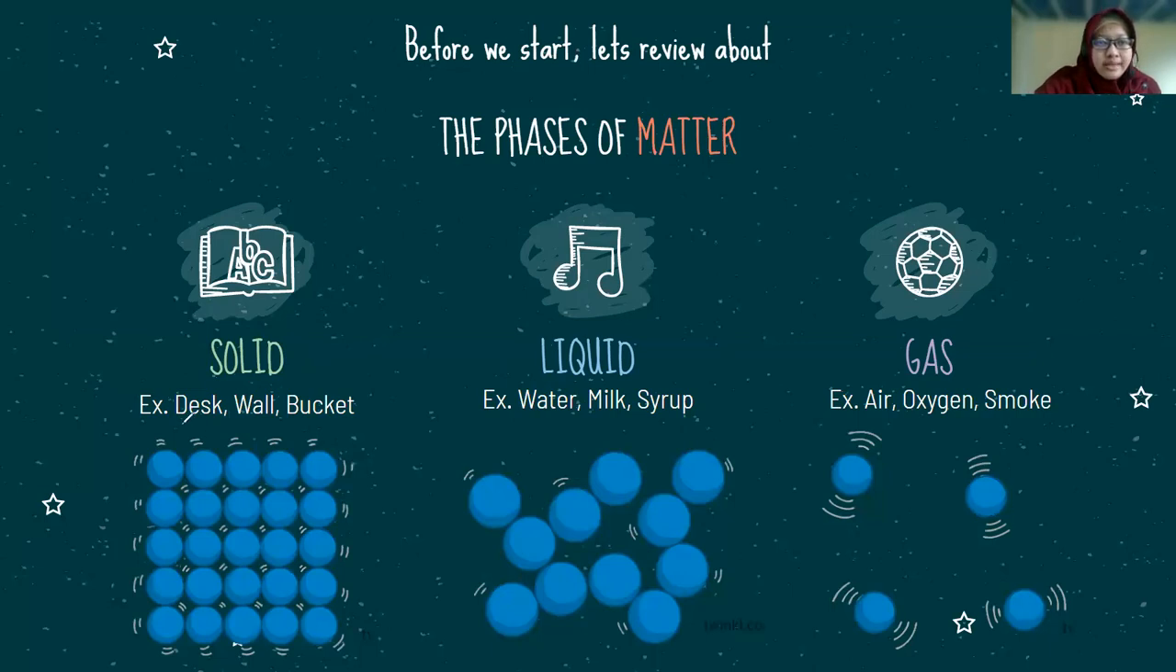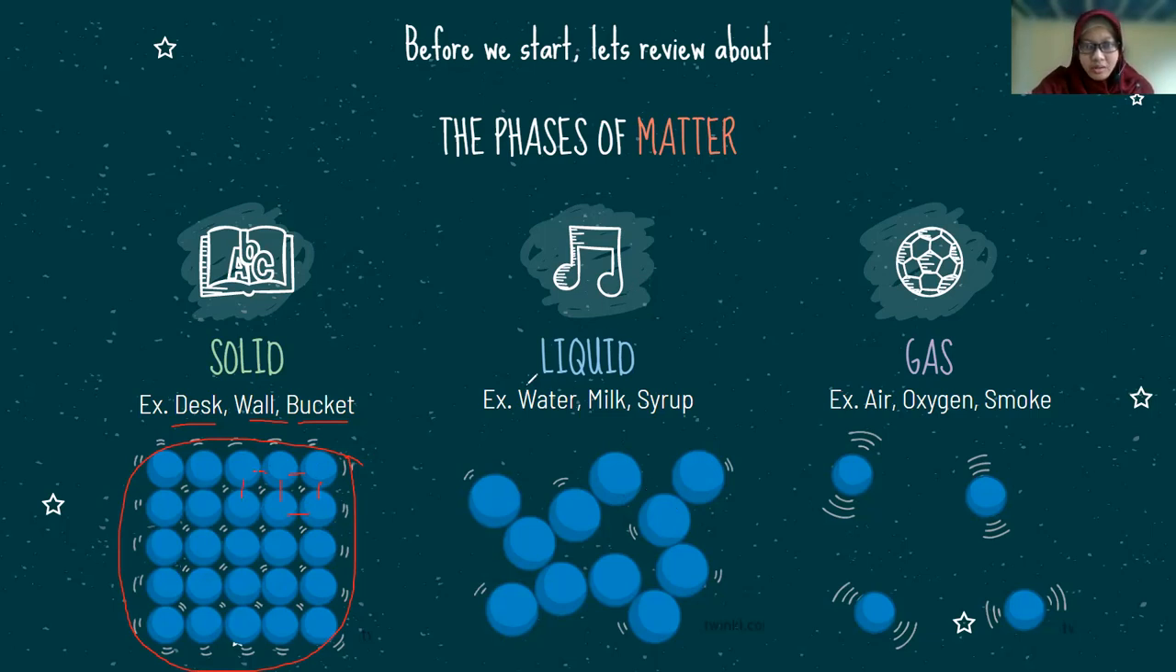The examples of solid are desk, wall, and bucket, and this is the picture of the solid particle model. If you want to compare the solid, liquid, and gas particles: the solid particles are close to each other, and the distance or spaces between the particles are the same. Can they move? Yes, they can move, but only a little bit. Note that solid particles can move, but only a little bit.